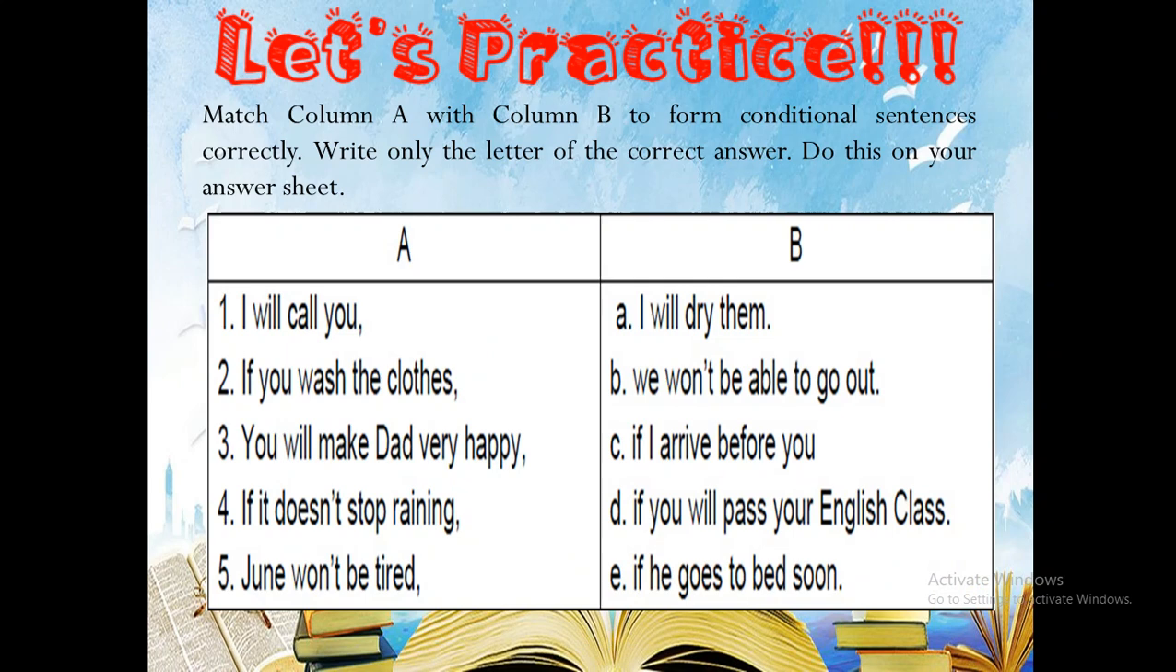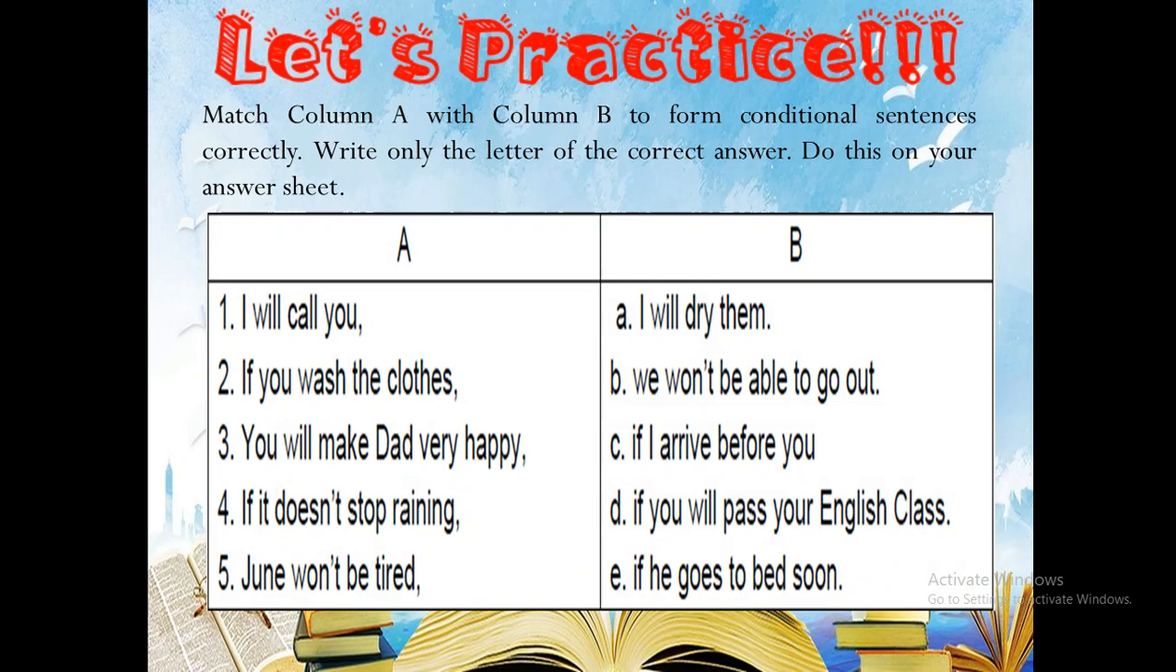We have on column A, number 1, I will call you. Number 2, if you wash the clothes. Number 3, you will make Dad very happy. Number 4, if it doesn't stop raining. And number 5, June won't be tired. For column B, letter A, I will try them. Letter B, we won't be able to go out. Letter C, if I arrive before you. Letter D, if you will pass your English class. And letter E, if he goes to bed soon.